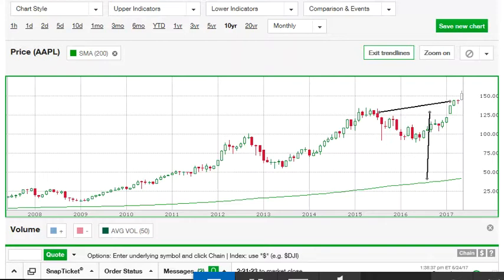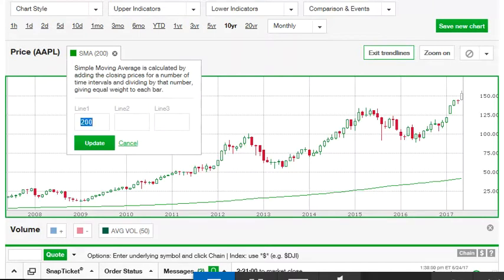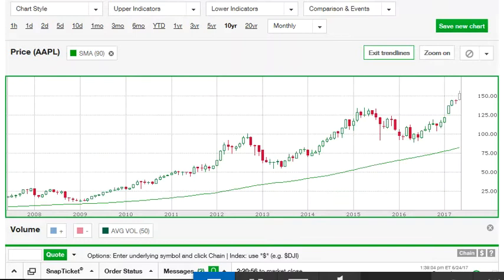But you don't have to use a 200. I guess in this situation, I might use a shorter moving average. Let me draw a new trend line here. Let's go to maybe a 90-day moving average. How about that? Let's put in the 90-day moving average, and let's see what that one looks like. There, that one's a little bit better.